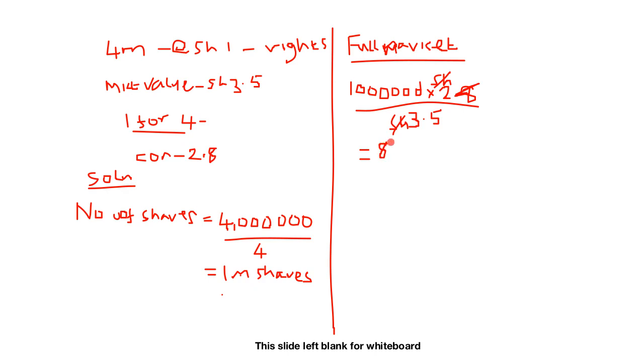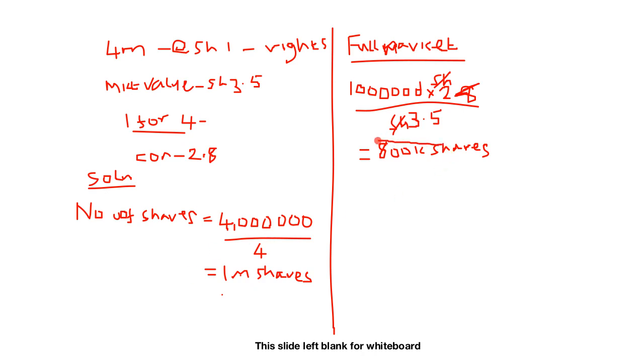So that is 800,000 shares. That is the second step, which is to determine the shares that are to be issued at full market price.